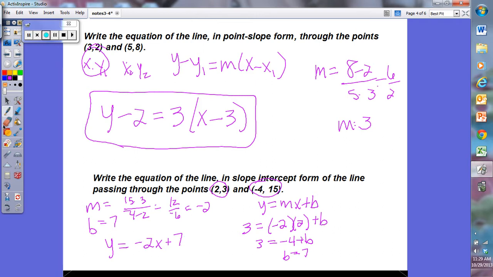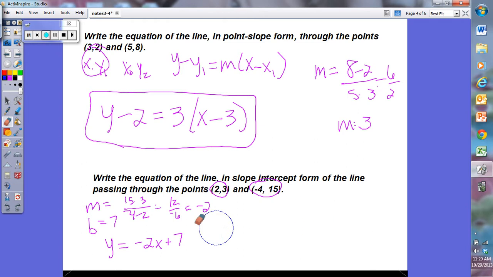Now let me show you something that I think is a little bit easier. I think it's easier to use point-slope form and just solve for y. So watch. Point-slope form says y minus y1, so y minus 3, equals negative 2 times x minus 2. Solve this equation for y. So y minus 3 equals negative 2x plus 4.